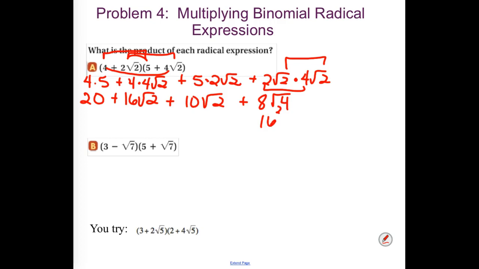Now we want to look for any like terms that we can combine. So the 20 here and the 16, can we put those together? So we end up with 36. Can we combine the 2 radical parts? Do those match? Okay, they're both root 2s, so we combine them as 26 root 2.